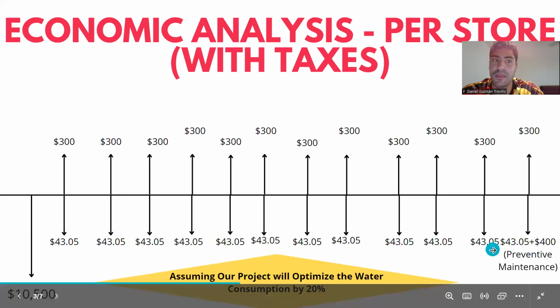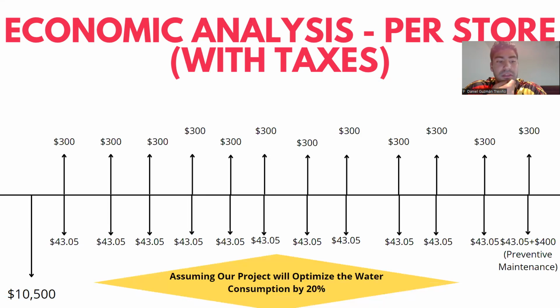So this is the economic analysis, the cash flow diagram. As seen, there's the 10,500 of the flow meters and a monthly subscription of 43 pesos for the Power Automate, and a net saving of 3,300 pesos per month. And this is assuming, of course, that our project would optimize the water consumption by 20%.